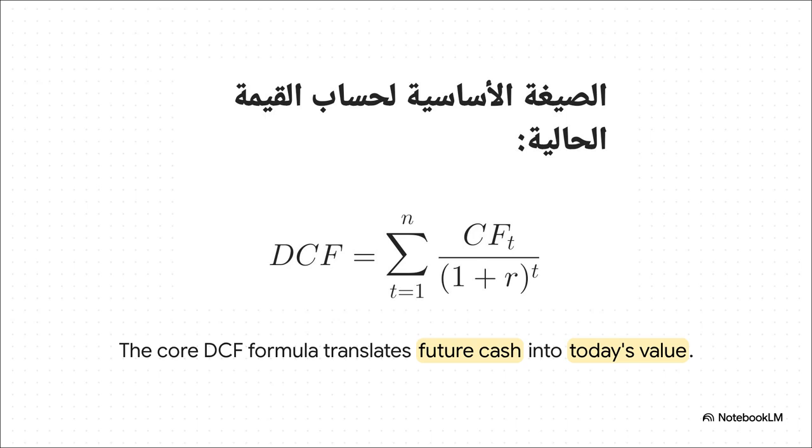Now, don't let the formula scare you. We're not going to do a big math lesson. All you need to know is CF is your cash flow, T is time, and R is the really important one, the discount rate. You can think of R as the rate of return you could get elsewhere or the risk involved. It's what turns future money into present value.